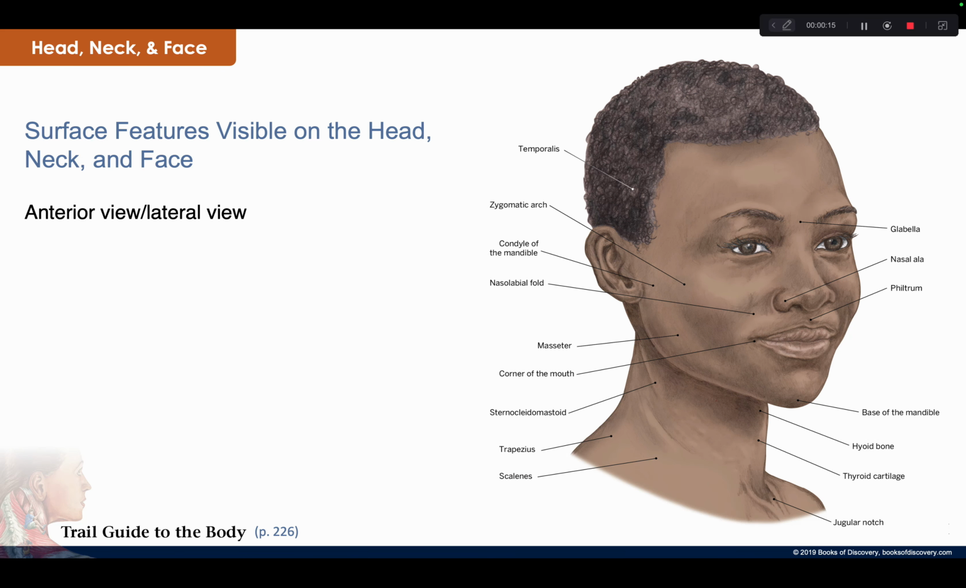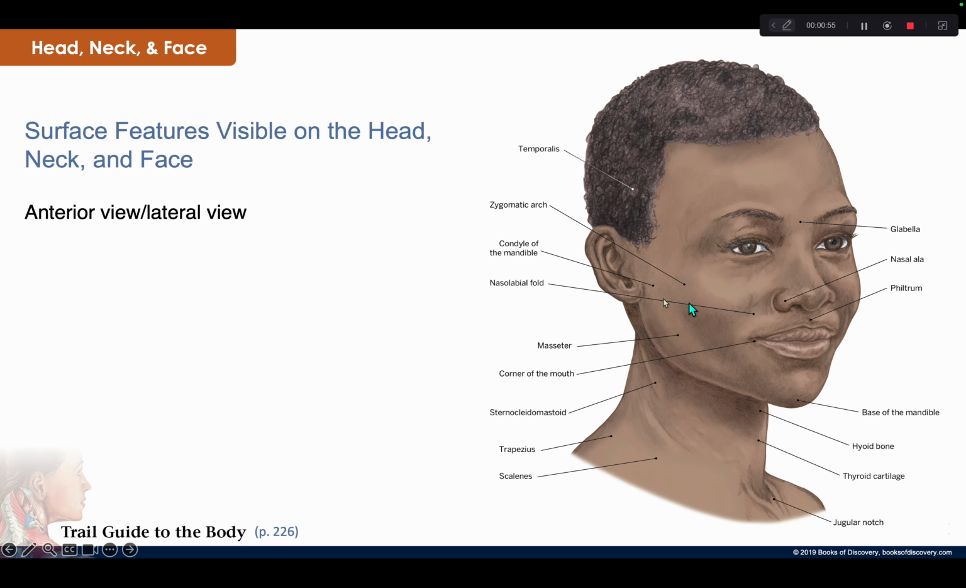So, quick little picture. This is the anterior and lateral view of somebody's face. I want you guys to get familiar with some of the surface features that are visible on the head, the neck, and the face. The main ones we're going to look for: the side of your head here, that's your temporalis muscle. And then you have your cheekbone here, so we're going to call this the zygomatic arch. You'll see why soon. Your masseter.